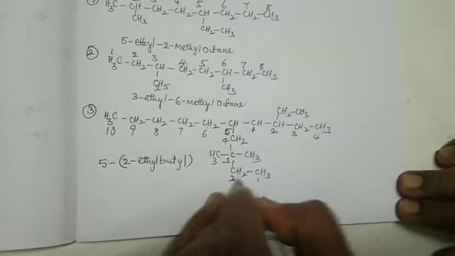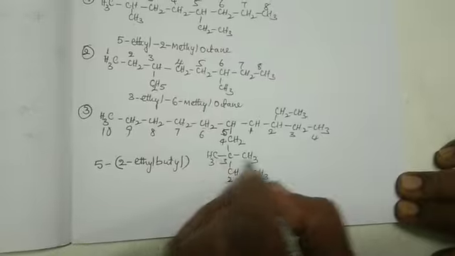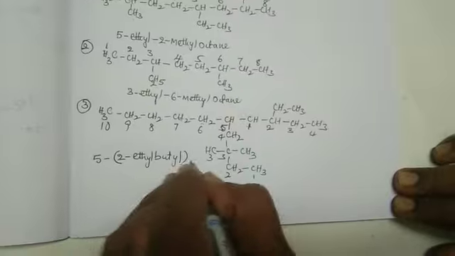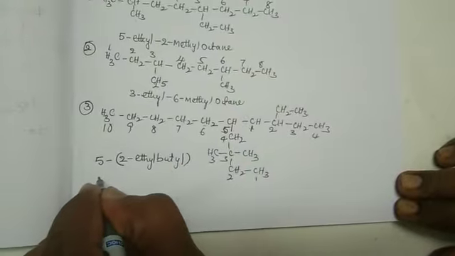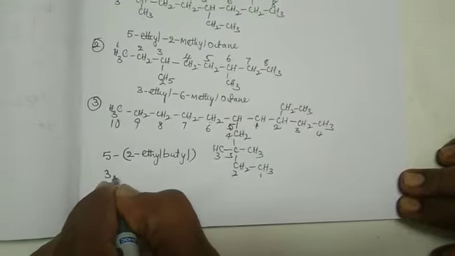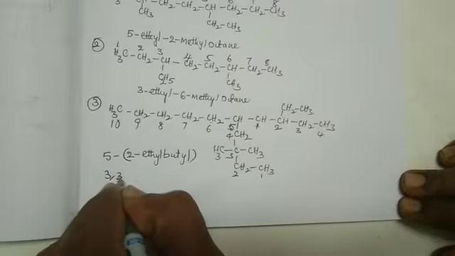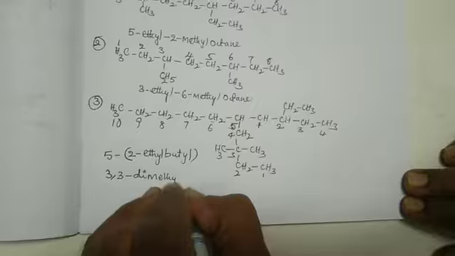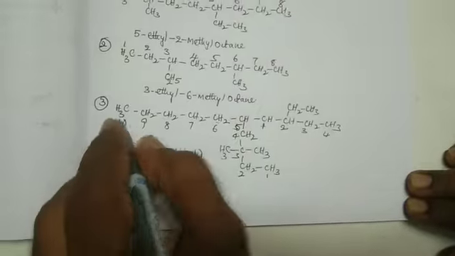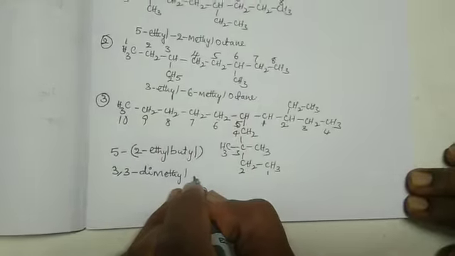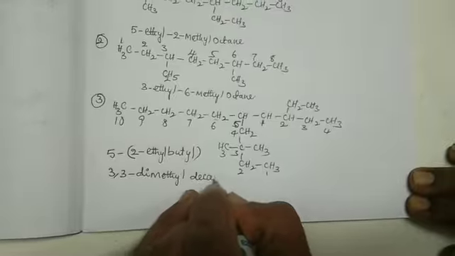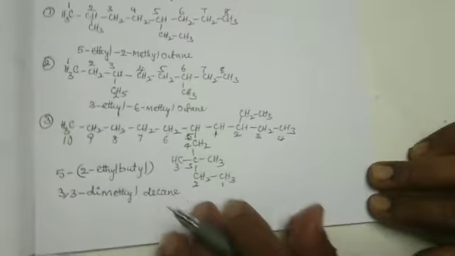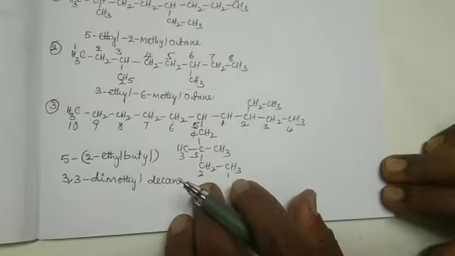Okay, and now you see that on the third carbon you have 2 substitutions. So 2-ethyl butyl, 3,3-dimethyl. How many carbons? 10 carbon atoms are there. Decane. So in that way you have to give the numbering. Okay.